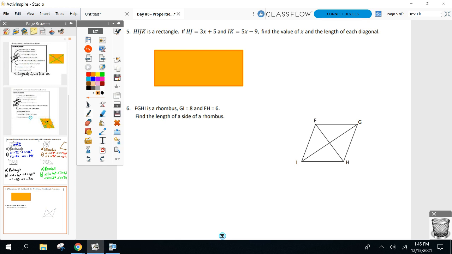It's HIJK. Just a reminder, we label it clockwise and counterclockwise. Because if you start going HI diagonally, you're going to mess up the whole problem because the diagonals aren't where they're supposed to be. HIJK.